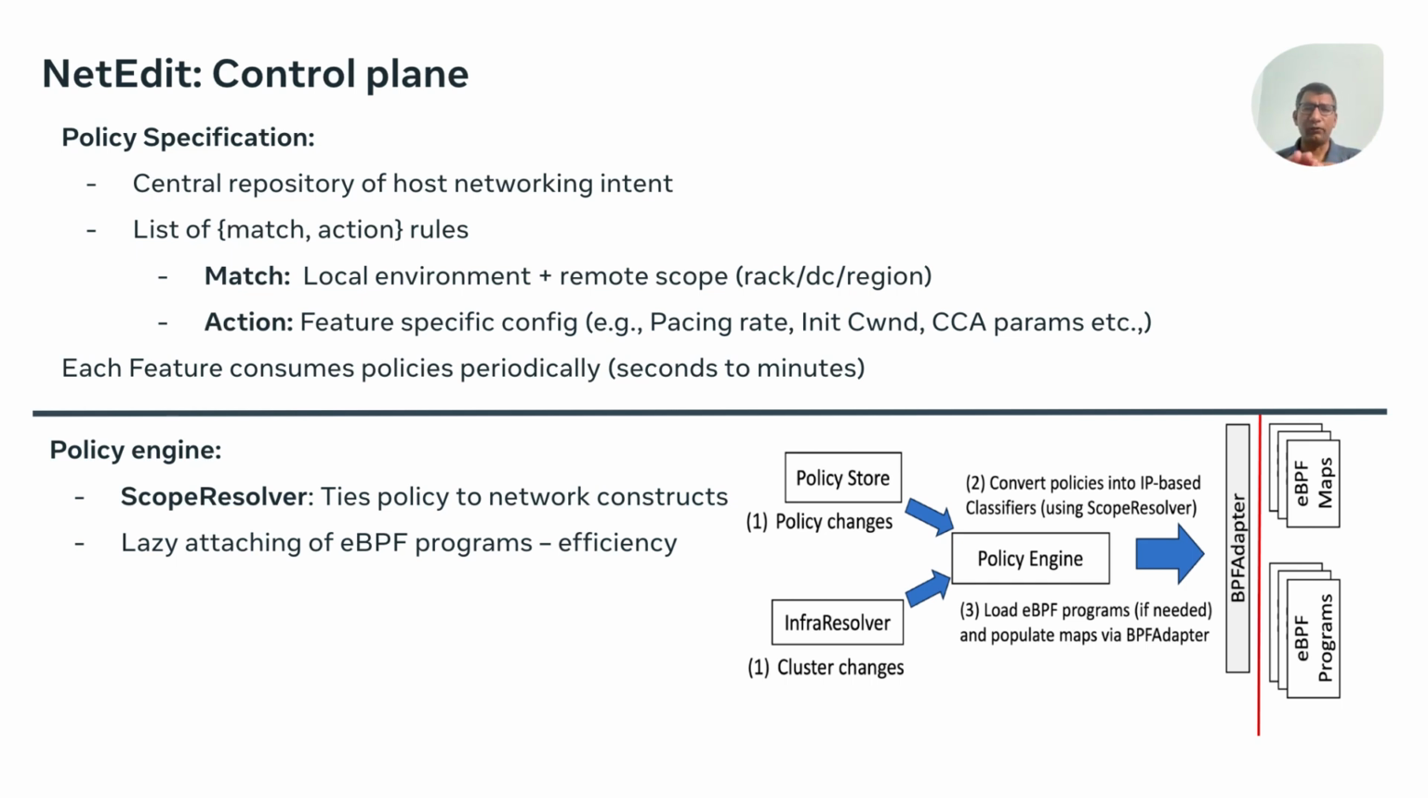At a high level, you can think of a policy as a match action rule. For instance, match on any intra-region connection and take the action of specifying a congestion control algorithm. These policies are refreshed periodically. This could be in the order of seconds or minutes, depending on the staleness guarantees per feature.